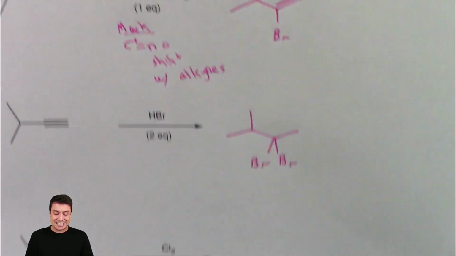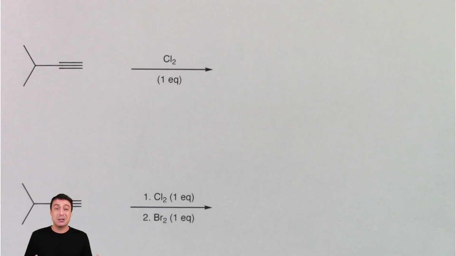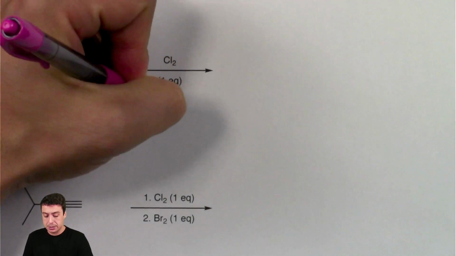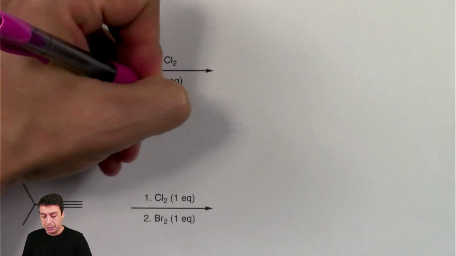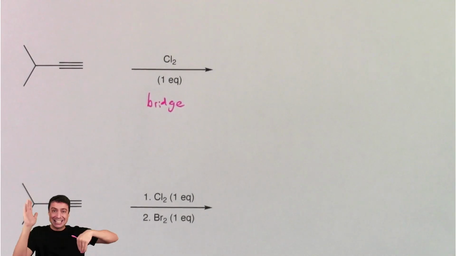What if we had Cl2 1 equivalent or Br2 1 equivalent? If you go back to thinking about the alkene reactions, the double bond reactions, this is a very similar intermediate, a similar mechanism. This is going to be our bridged intermediate. So we make the bridge, right? Then we attack the bridge and we have an anti-attack.